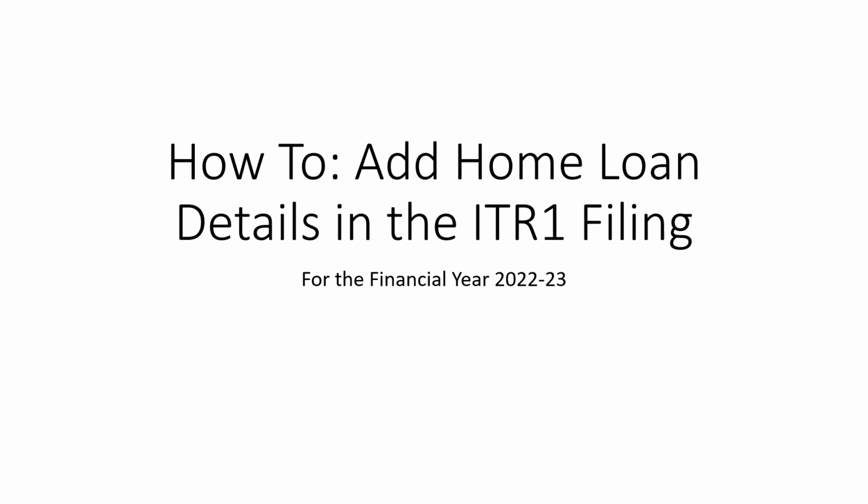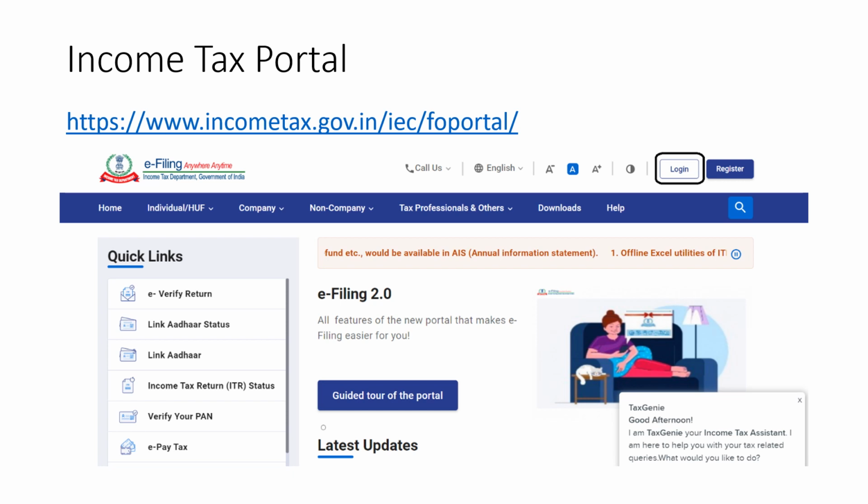Everyone will have EMIs paying towards the housing loan, and you would be showing the principal amount as well as the interest amount for saving the taxes. So let's see how you enter these details. In this video we will be mainly concentrating on the interest component.